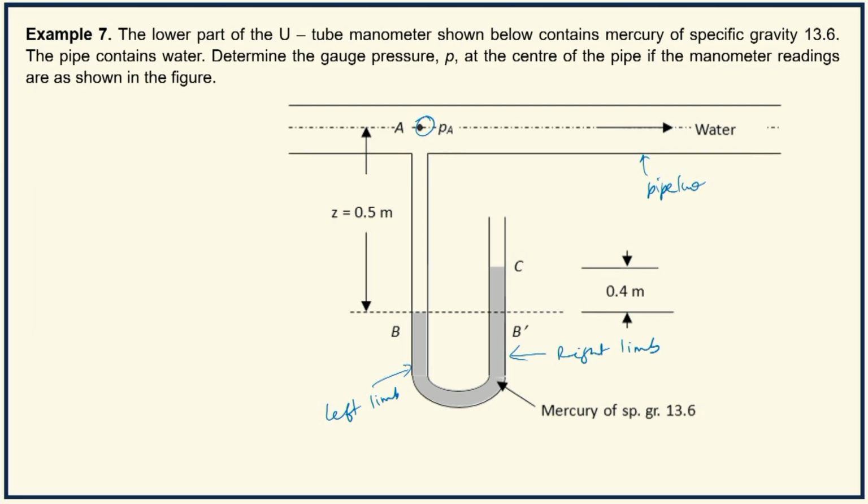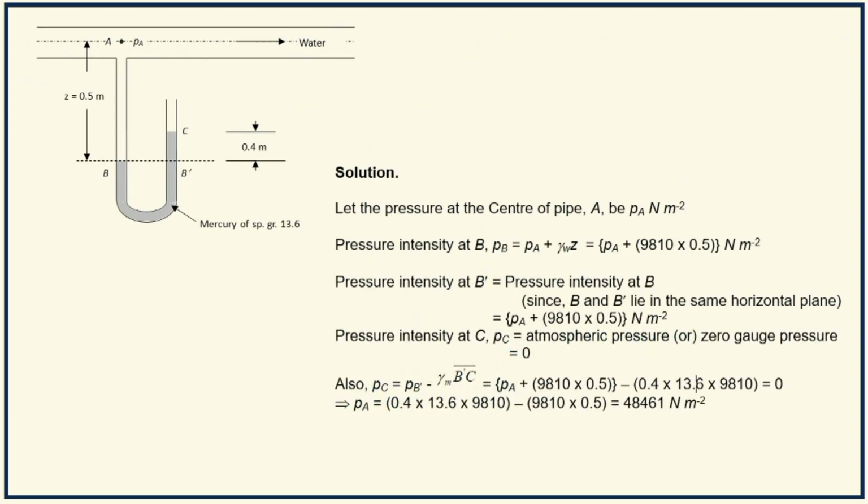Because of the pressure at A, water is transmitted through the left limb. It pushes the mercury column down in the left limb, and correspondingly the mercury level in the right limb rises to what level? To C. Here the pressure is atmospheric, that is the free surface. C is the free surface of mercury. The pressure is atmospheric. Here the pressure is above atmospheric. So let the pressure at the center of pipe A, the gauge point, be PA Newton per meter square.